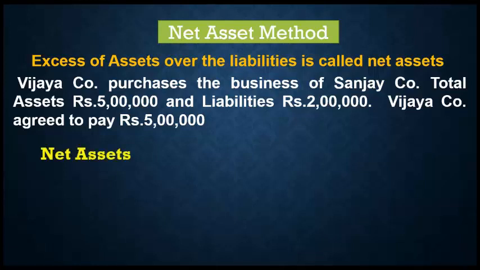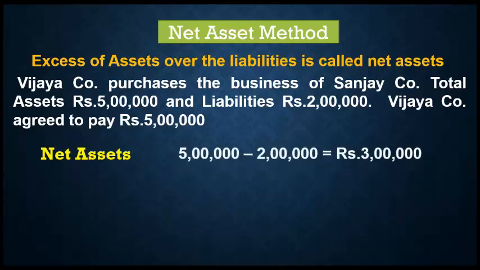Now we calculate net assets of Sanjay Company Limited. The total assets of Sanjay Company rupees 5 lakh. The liabilities of Sanjay Company rupees 2 lakh. The net asset, 5 lakh minus 2 lakh, rupees 3 lakh. Rupees 3 lakh is the net asset of Sanjay Company.